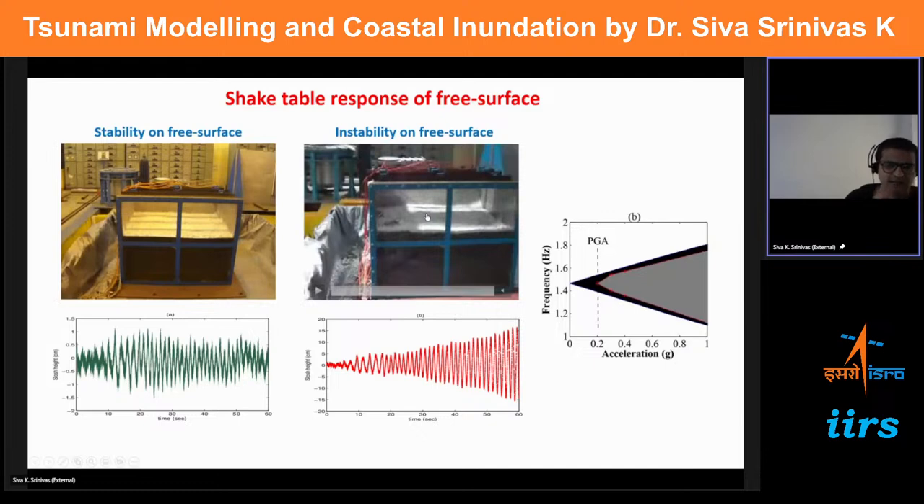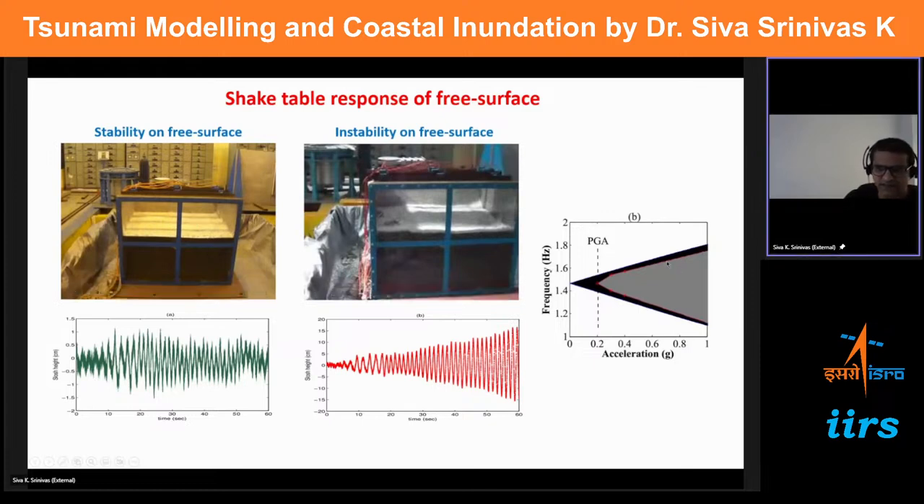Now the difference is, in this case, the external excitation was sufficient to provide energy to the free surface, so that the free surface was continuously taking the energy and keeping on increasing in its height, and it sloshed out. Whereas in this case, the external excitation is not sufficient to excite the free surface so that it can undergo this instability.